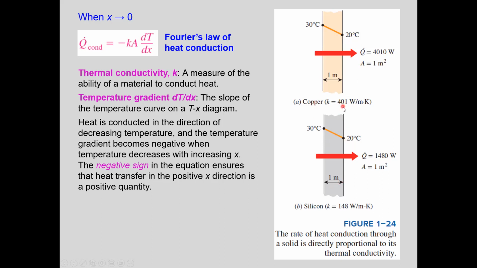For copper, thermal conductivity is 401. For silicon, 148. The rate of conduction heat transfer here is 4010 watt. Here, the rate of conduction heat transfer through the wall is 1480 watt. So it is the material, right? K, material property, makes the difference. The rate of heat transfer is proportional to thermal conductivity.